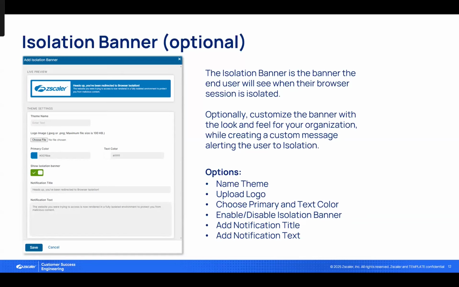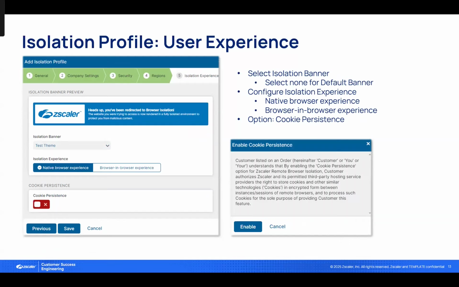You can customize this banner with the look and feel of your organization while creating a custom message alerting the user to isolation. If you've created a custom banner, you can then select the isolation banner you've created here, or select none for a default banner, which will show a message with the Zscaler logo, informing the user that their browsing has been redirected to browser isolation. Finally, you'll want to configure a couple of things for the isolation experience. Here you've got two options, native browser experience or browser and browser experience.